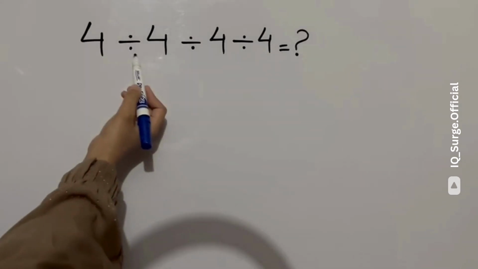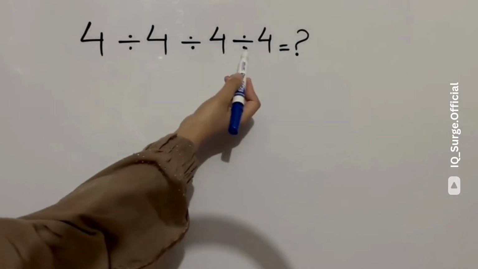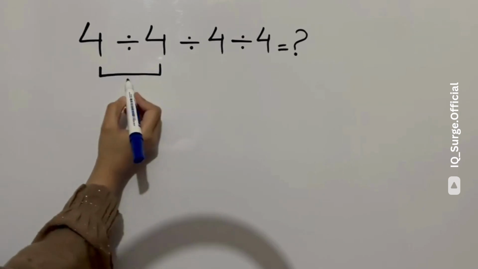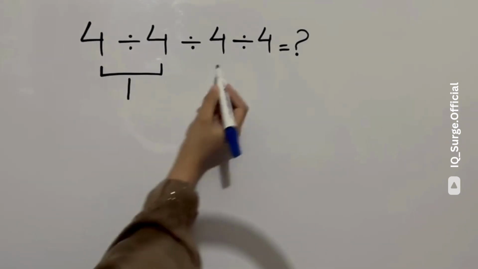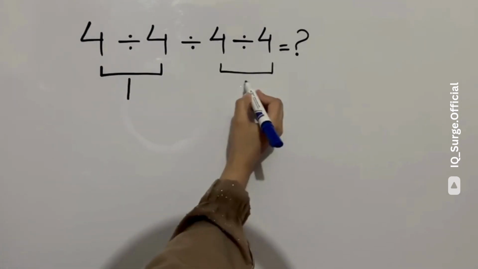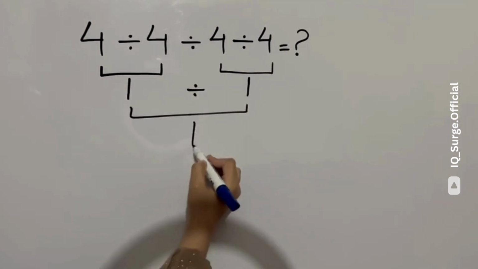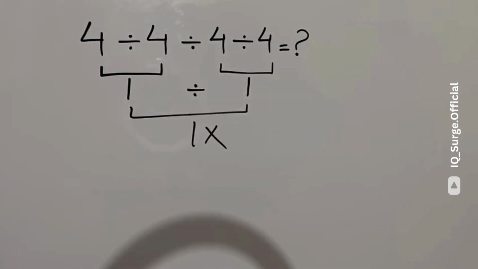Can you solve 4 divided by 4 divided by 4 divided by 4 correctly? Most people quickly say, 4 divided by 4 is 1. And again 4 divided by 4 is 1. So 1 divided by 1 gives us 1. But wait, that answer isn't correct.